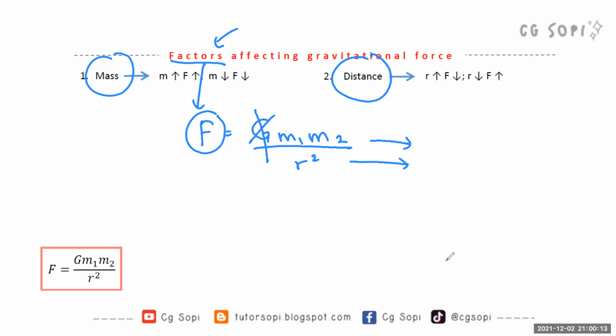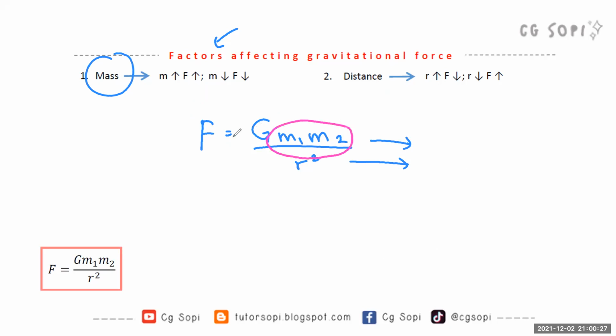From the formula, you can also see how the factors affect the gravitational force. Mass is this one. You can see that F and M1, M2 are directly proportional. Remember your Newton's universal law of gravitation: gravitational force is directly proportional to the product of two masses. So when M increases, F also increases. If M decreases, F also decreases.